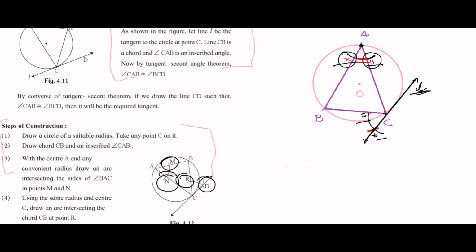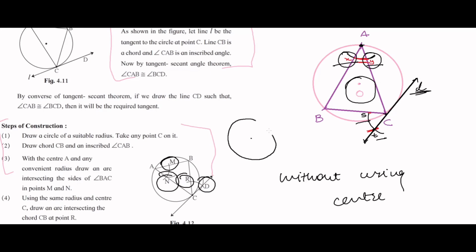So this was construction without using the center of the circle. See, we haven't used the center over here. In the last construction we have used the center like this, the circle was there, and then you just have to construct this tangent. So over here we made use of the circle. Next we have to construct tangents to a circle from a point outside the circle. So let us see that.